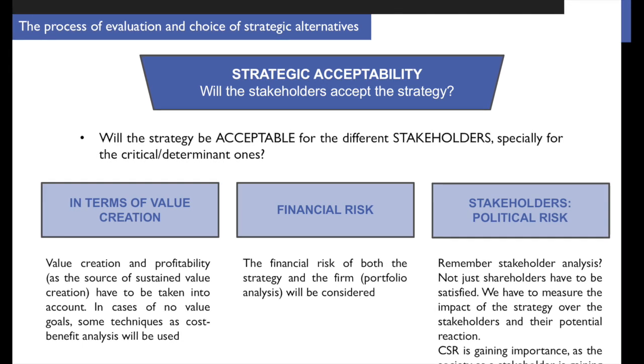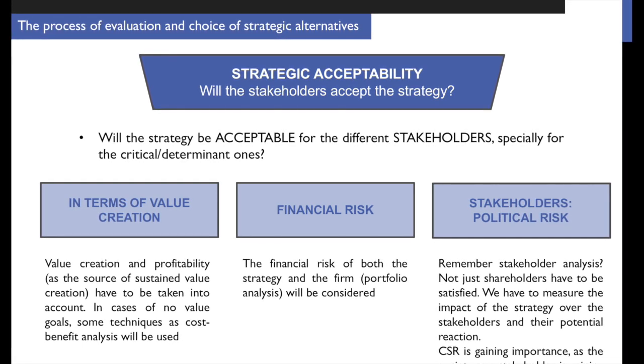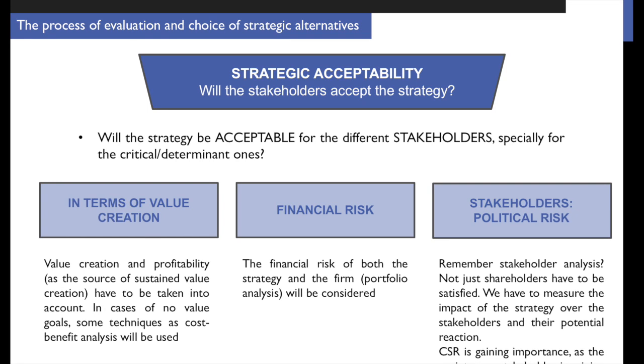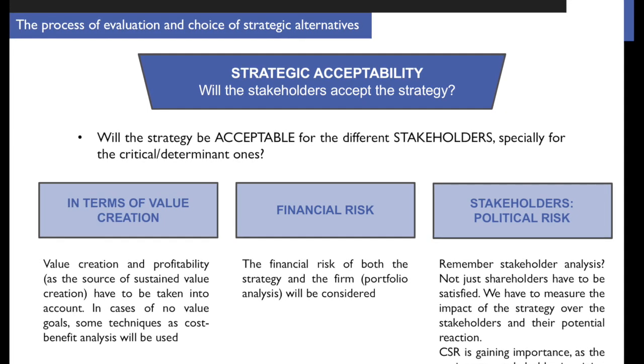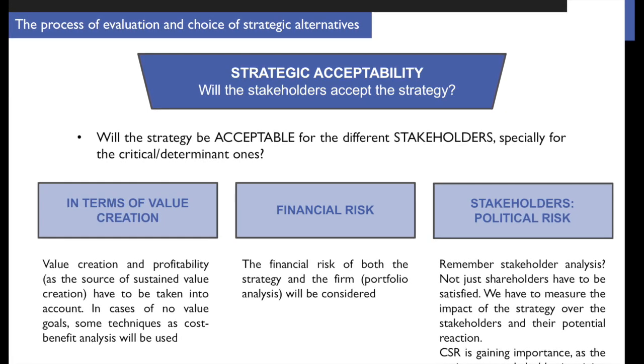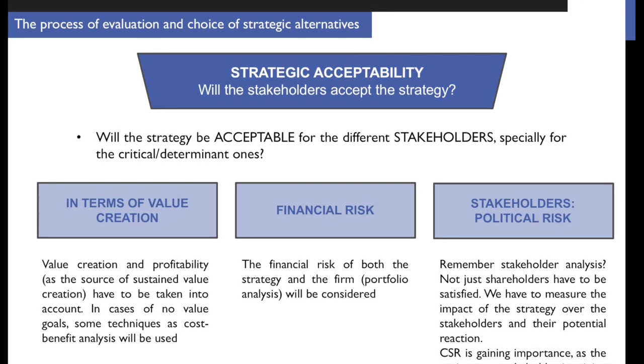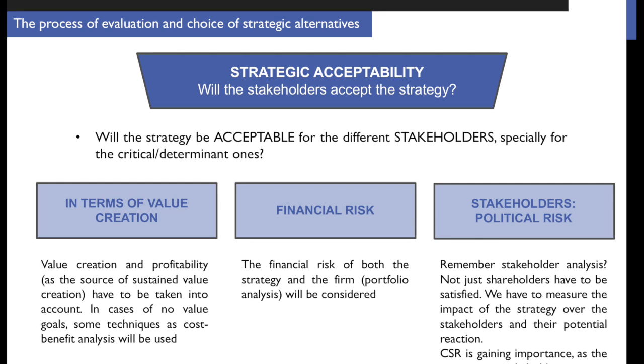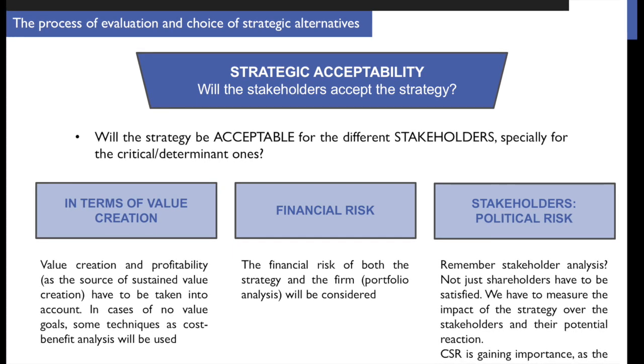Finally, we have got stakeholders analysis, political risk. Political risk, we mean internal politics, okay? Strategy has to be acceptable for all the critical stakeholders. If not, as long as they are critical, they will block the strategy. Okay. Obviously, CSR is gaining importance. Why? Well, because society is starting to be a more critical stakeholder for any company. Well, and this is the first part of lesson 6.